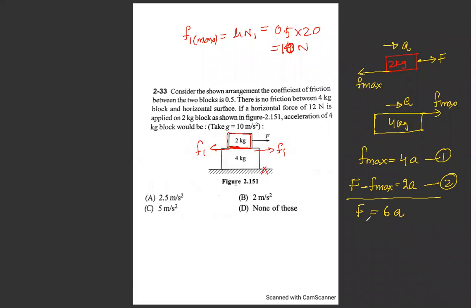So F is equal to 6A, and we are required to find the acceleration. What is the amount of force applied? This is 12 Newton. So 12 equals 6A, and the acceleration comes out to be 2 meter per second square. Clear?